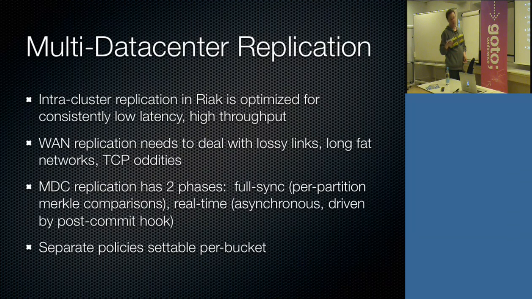Multi-data center replication, we're basically out of time, but the multi-data center replication that we sell is much more optimized for WAN links that are going to drop a lot more packets than your local data center. So Riak actually comes with two different sets of replication algorithms. One optimized for in-data center, low latency, high throughput. One optimized for long haul, unpredictable, lossy links.